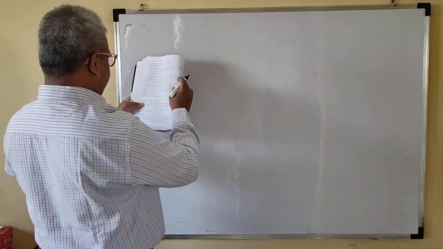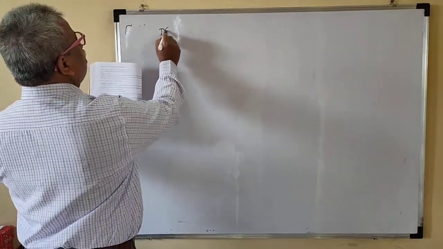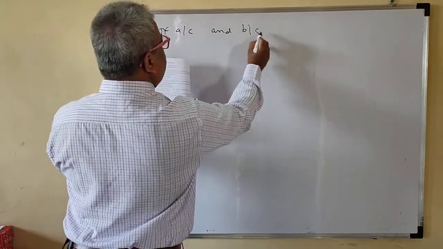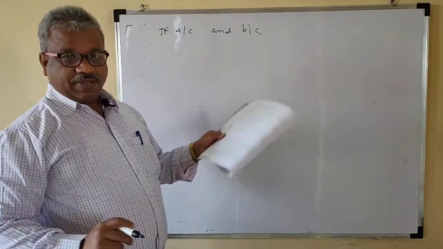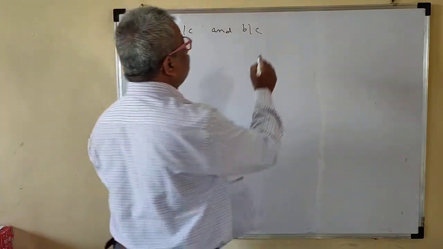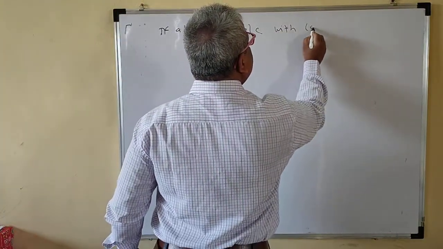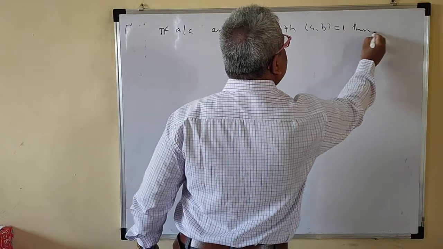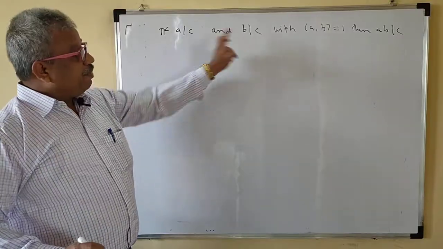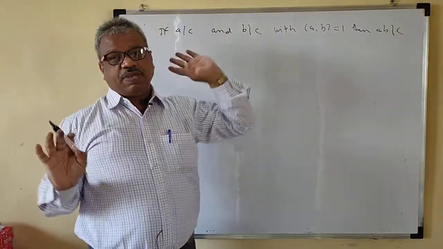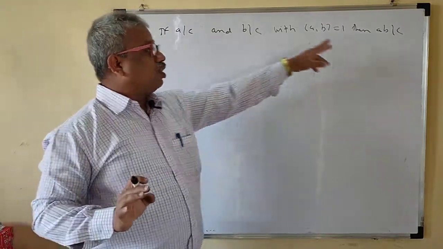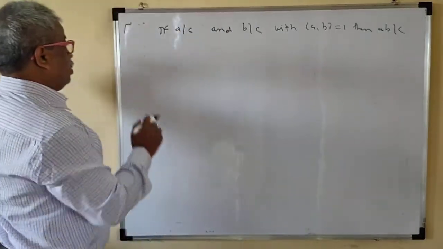Now we'll take the next one. If A divides C and B divides C, that means A and B are divisors of C, such that GCD of A and B is 1, then AB divides C. When GCD of A and B is equal to 1, then only can you take the product, and it divides C, not C square. So we prove this one.